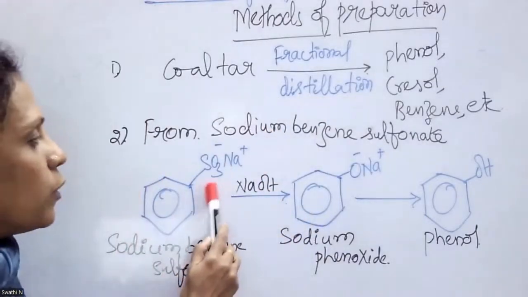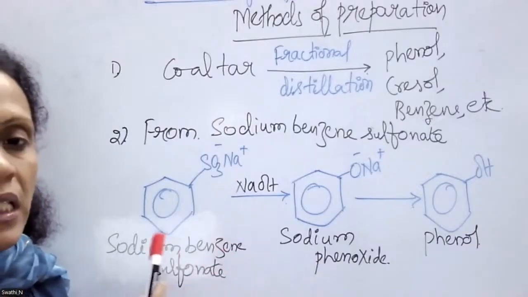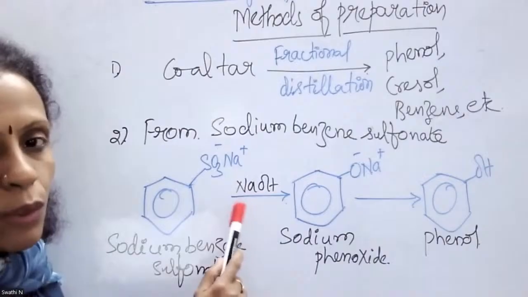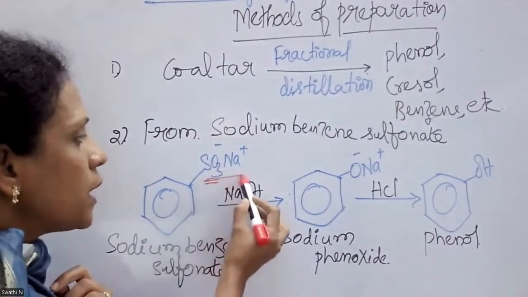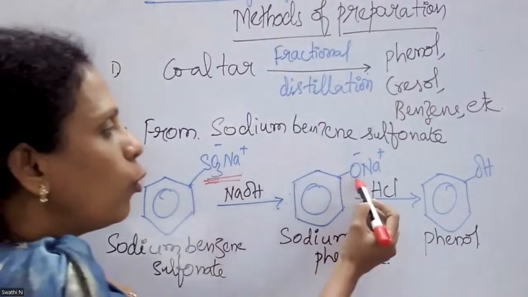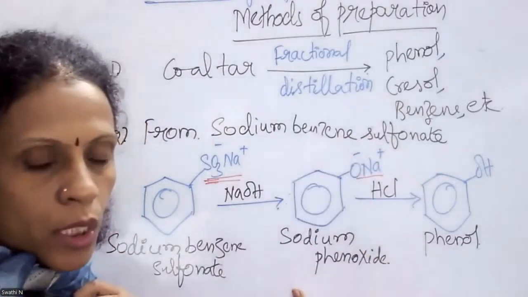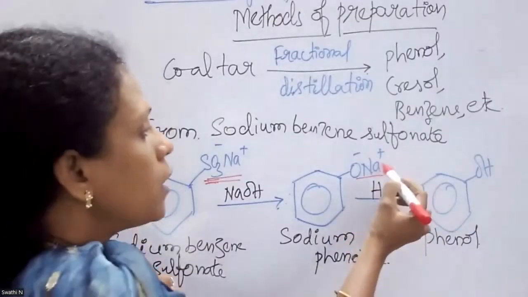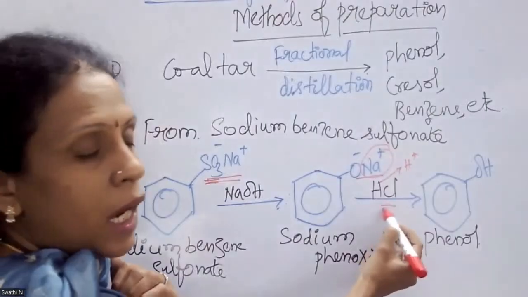Benzene ring with SO3Na group is known as sodium benzene sulfonate. When this sodium benzene sulfonate is fused with sodium hydroxide, this process is known as alkali fusion. Upon alkali fusion, this SO3Na group will be replaced by ONa. That is how we get the sodium phenoxide compound. Now this sodium phenoxide, when it is treated with hydrochloric acid, the sodium ions will be replaced by H plus ions which are present in the hydrochloric acid.